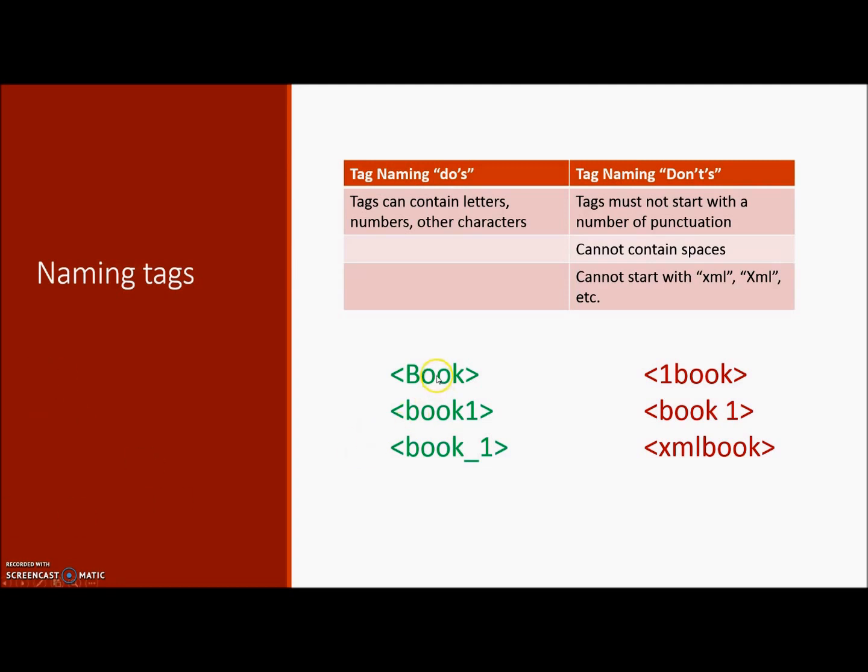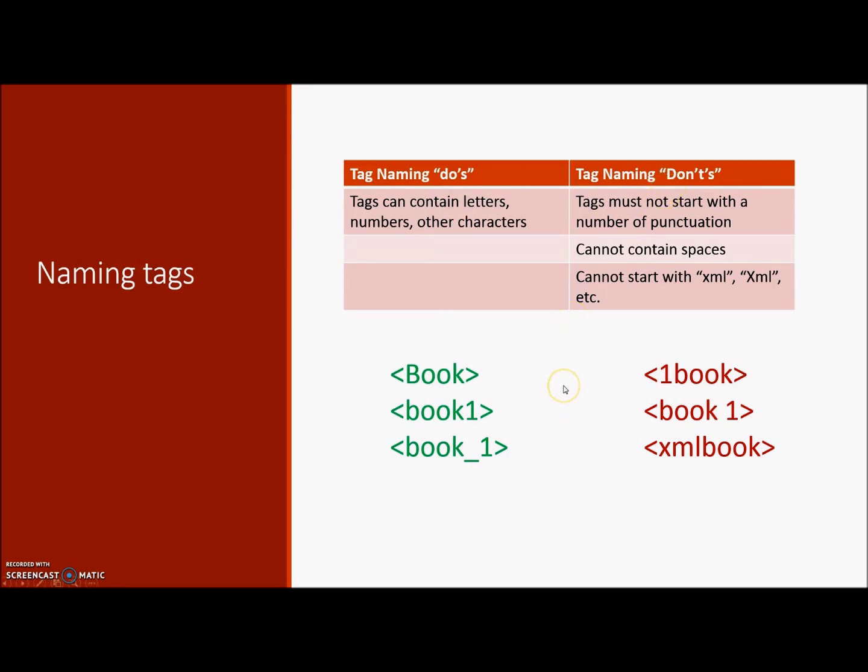As you can see over here, you can start with a capital letter or lowercase letter. You can also include numbers. You can include other characters as well, such as an underscore. But there are a few exceptions. The naming rules are pretty easy. You can include anything over here, but there are a few things that you cannot include when naming tags.